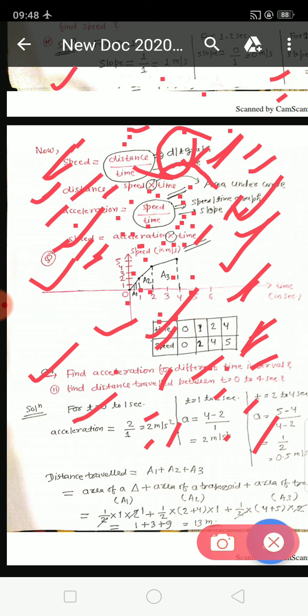Speed is here, and speed means the y-coordinate. So what we have to do is see, with respect to the x-axis, where the y-coordinate is, and you have drawn a figure. This is the motion of the object.